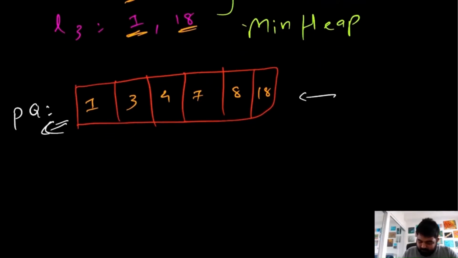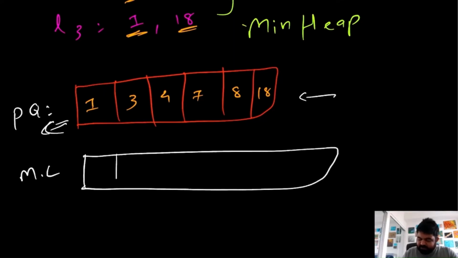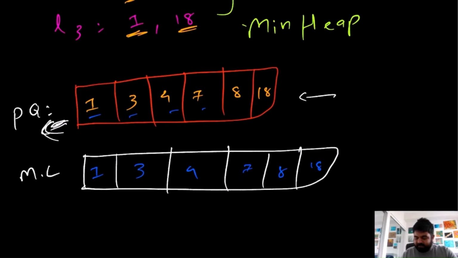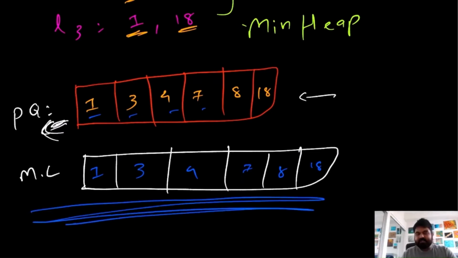So now we will create a new merge list. Inside this new merge list, all we need to do is keep on adding all the elements that are coming out of this priority queue. So sequentially we will be adding 1, 3, 4, 7 and all those elements, and this would be the final solution that we need to return, and we can simply return this as our answer. And this would be the most optimal approach.